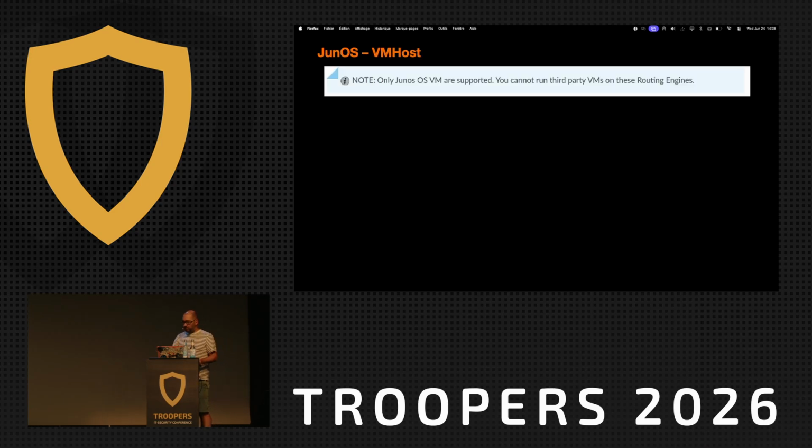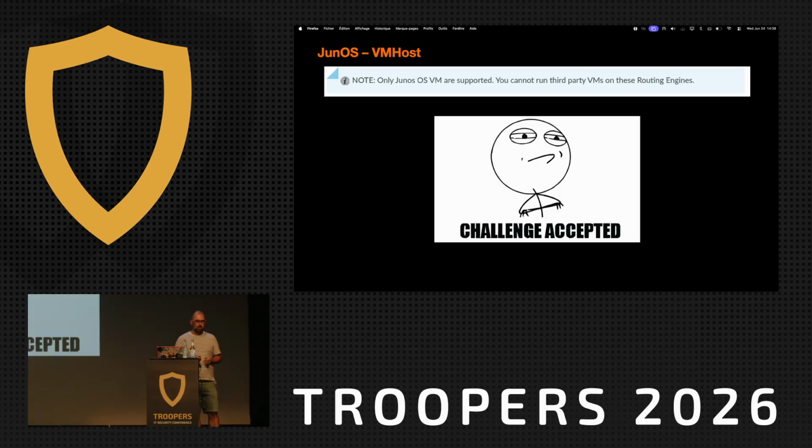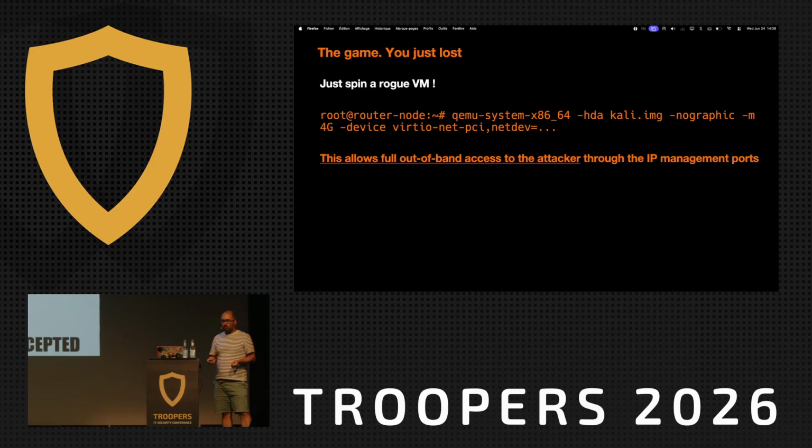So in terms of new vulnerabilities, Juniper said that only Junos OS VMs are supported, and we cannot run third-party VMs on those routing engines. So this looks like a challenge. Well, not a really interesting one, because it's just doable. If you are root on the router, you can just spin up a rogue VM by launching QEMU. You can also use libvirt if you want, but QEMU works.